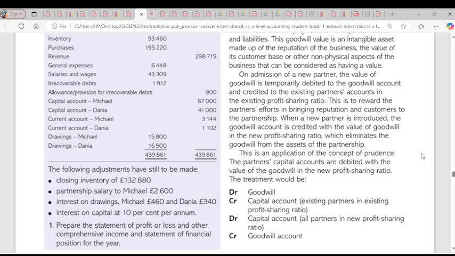For your appropriation, remember profit will be taken away from interest on capital and salary. But profit will be added to interest on drawings, because drawings are paid into the business. Both capital and salary are paid out of the business, so you take them away. Drawings are paid into the business, so you add it.